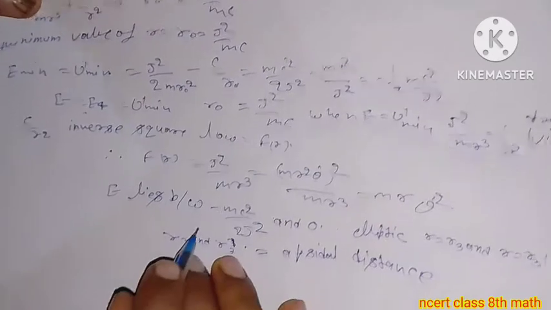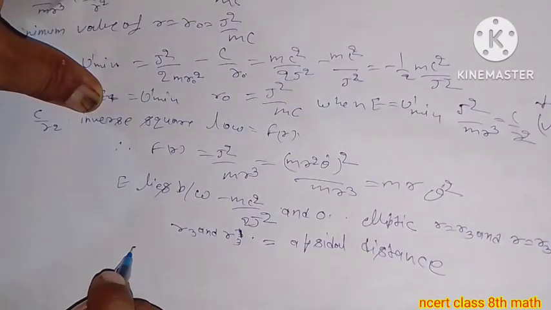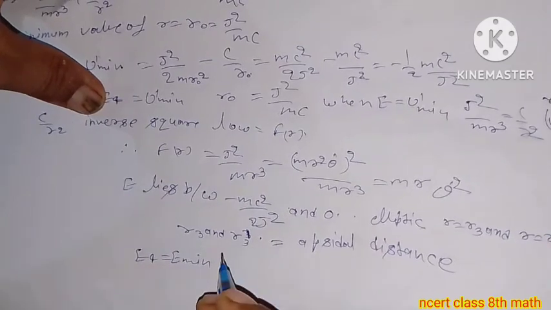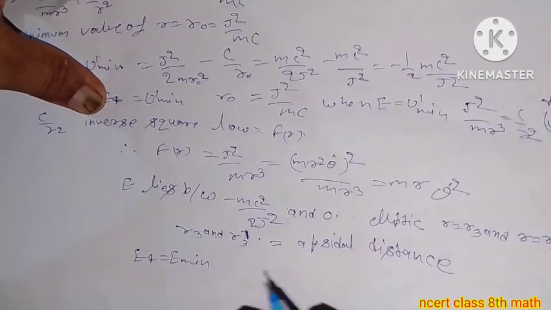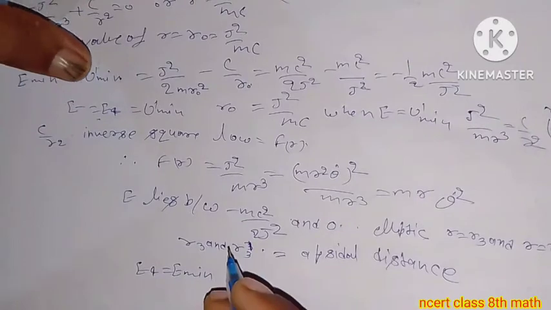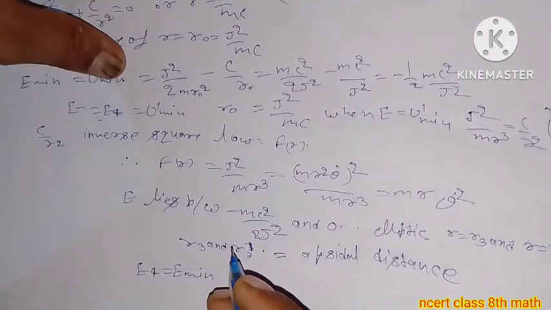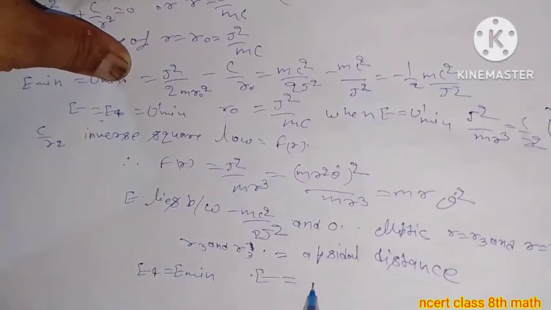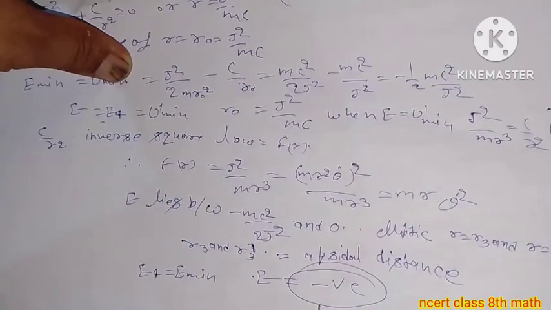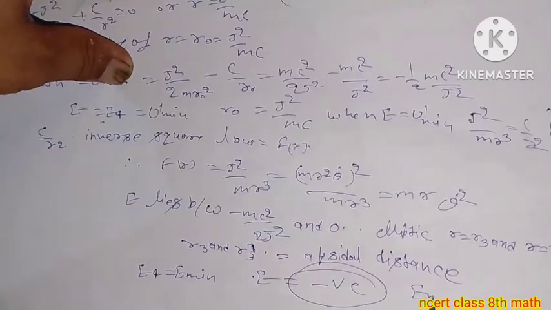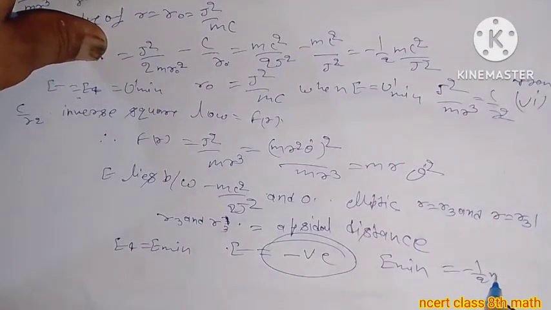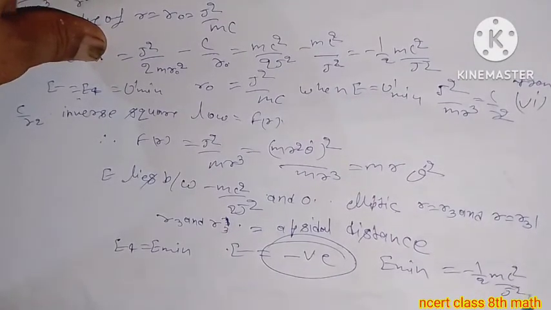For energy less than E4 equal to E minimum, no solution of the problem is possible and the condition cannot be realized physically. Thus, for bounded motion, the total energy E must be negative, but not less than E minimum equal to minus 1 upon 2 mC square upon J square.